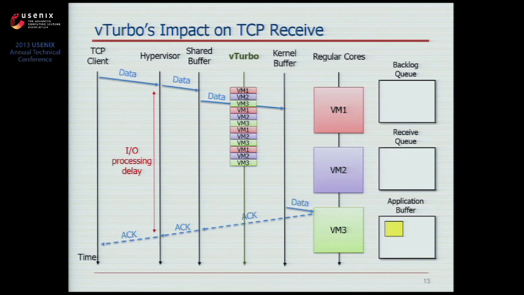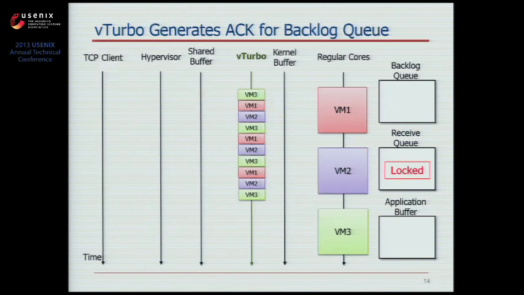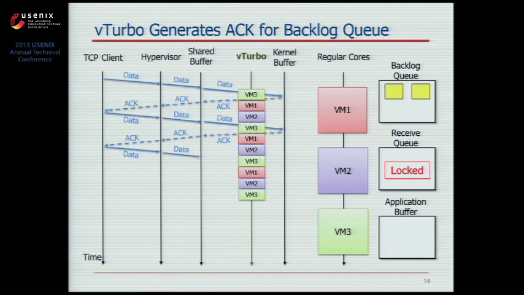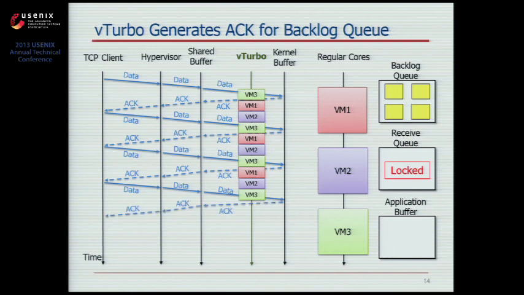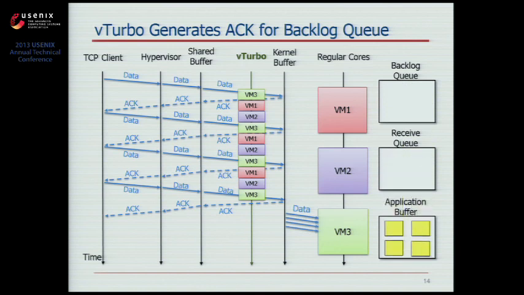To solve this problem, besides offloading the IRQ context and increasing the kernel buffer, we also need to modify the TCP stack to generate ACKs for the packets buffered in the backlog queue. This time, with vTurbo and timely ACK generation, the TCP flow between the client and server will be maintained. When the regular vCPU holding the application gets scheduled in the next round, all data in the backlog queue will be moved to the receive queue and then copied to the application level buffer.